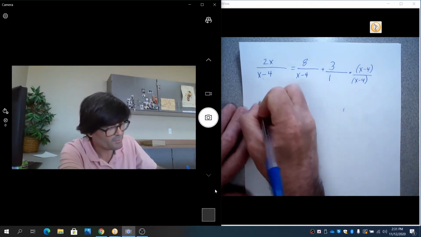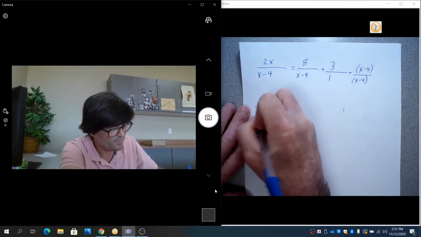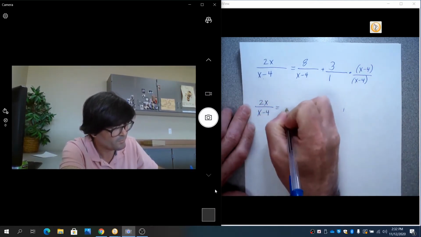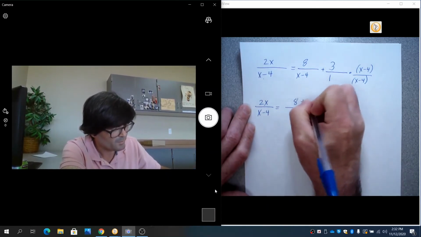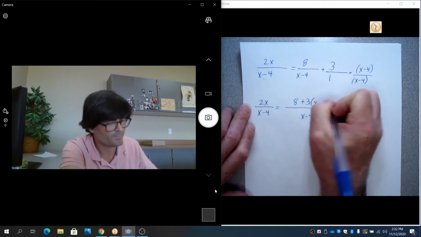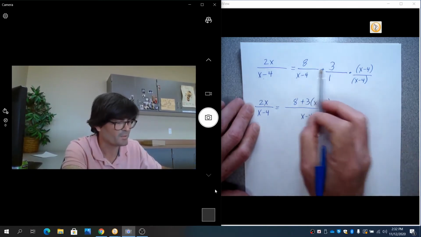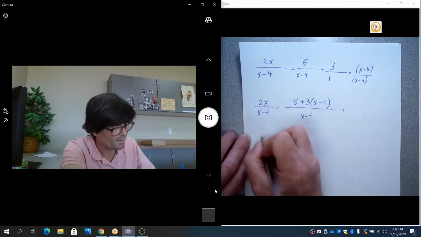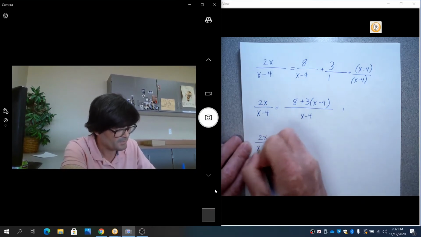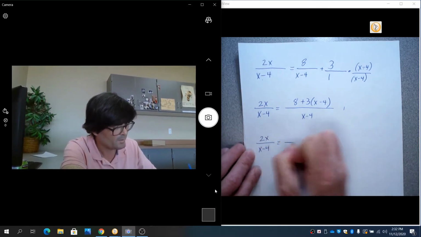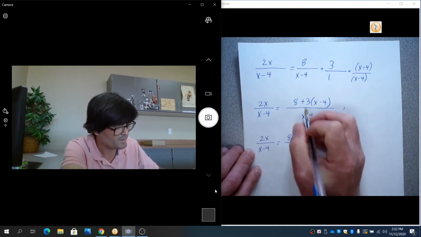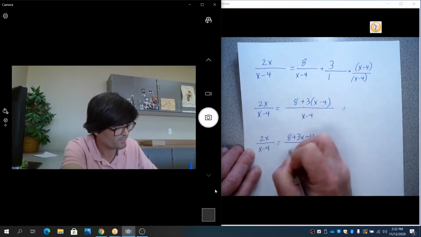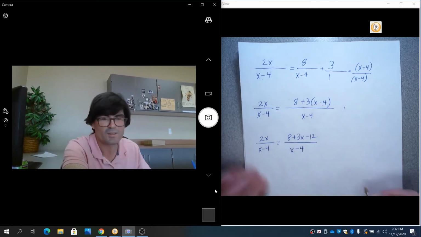So you're going to have 2x over x minus 4 equals 8 plus 3 times x minus 4. This is 8 plus 3 times x minus 4, and that is 2x times x minus 4. This is going to be 8 plus 3x. 3 times minus 4 is minus 12. That's kind of where we stand now.